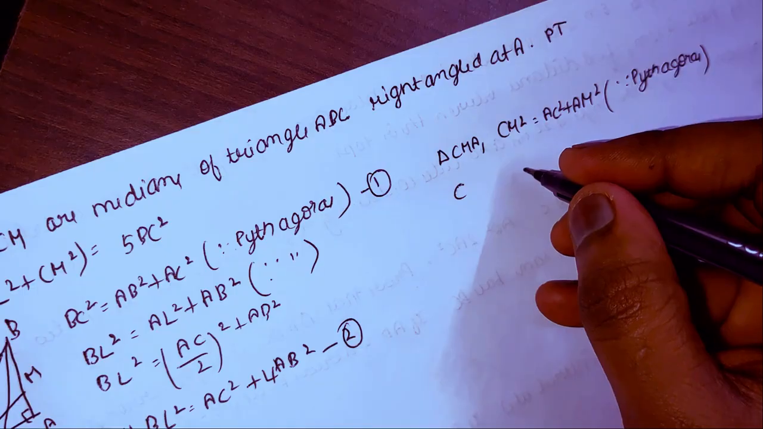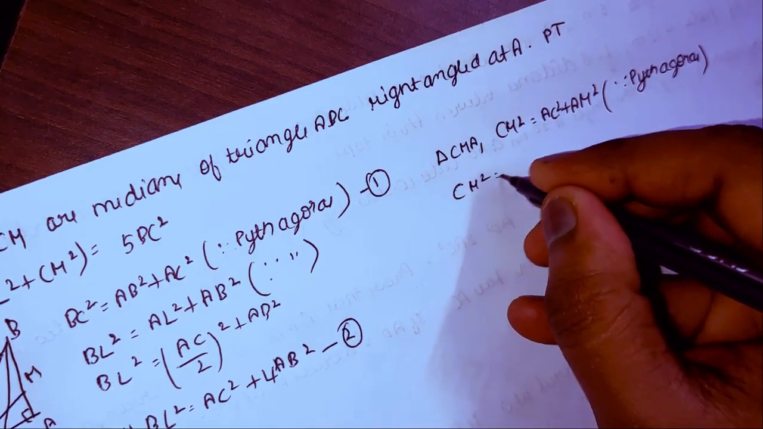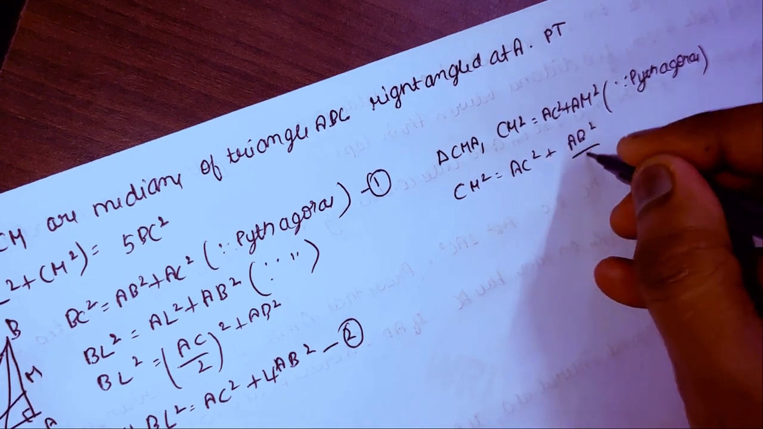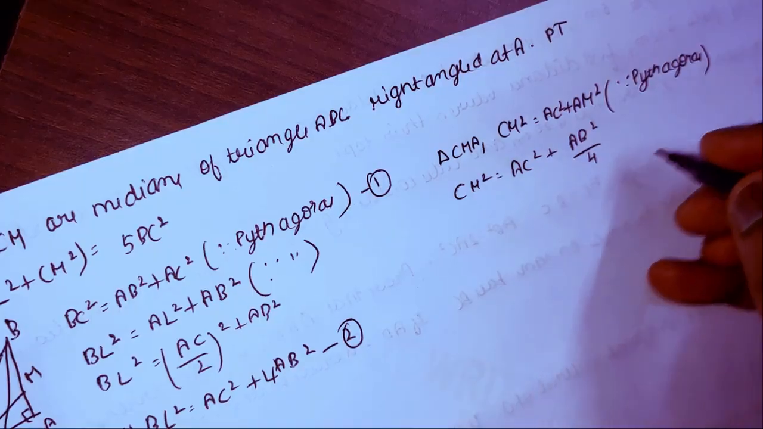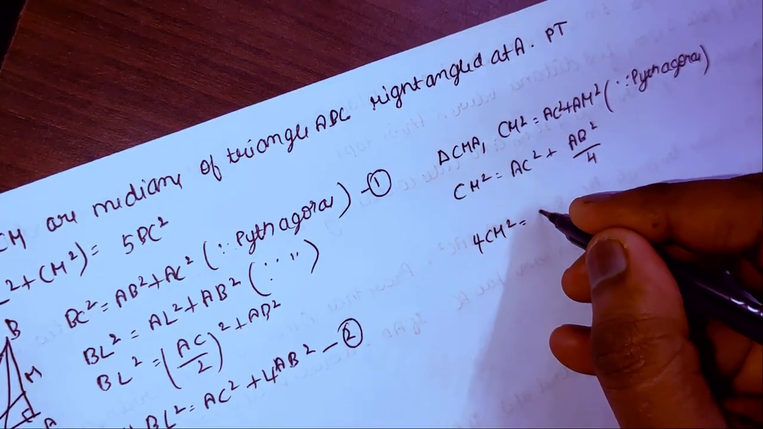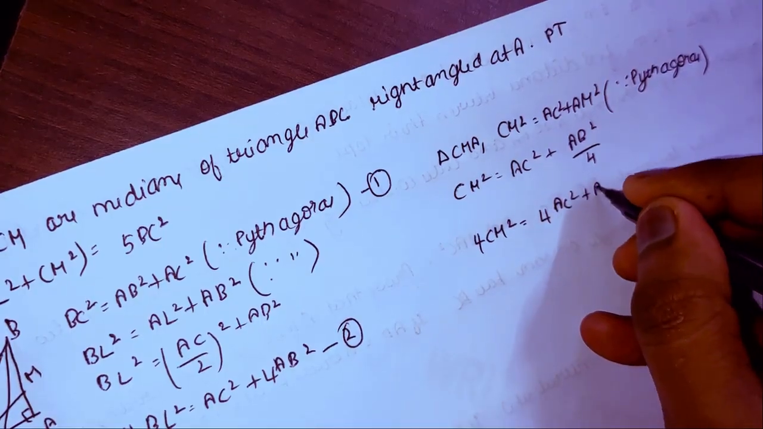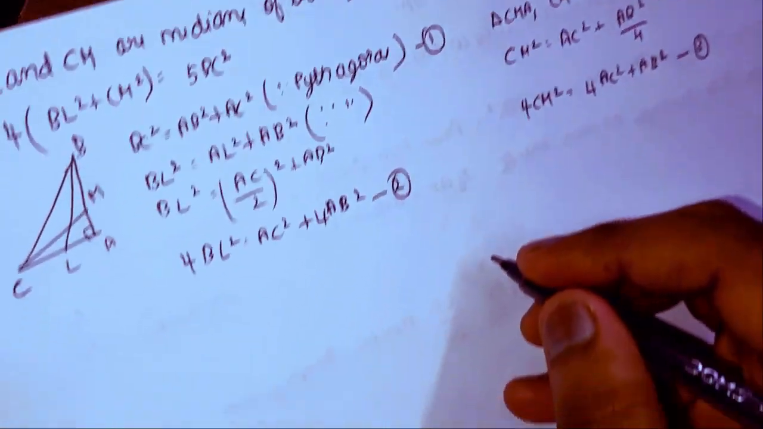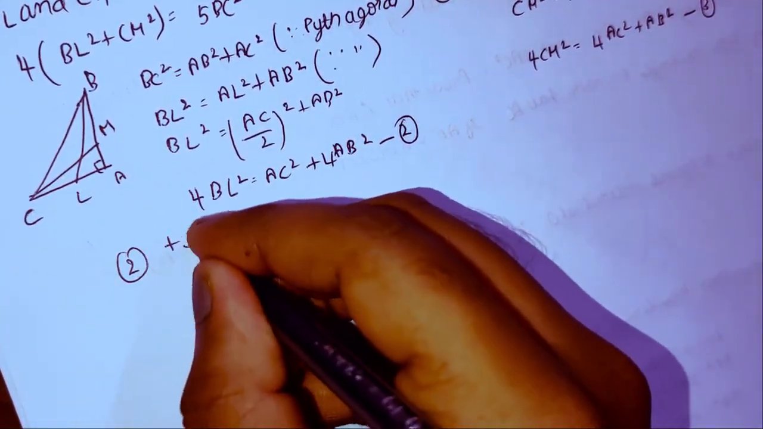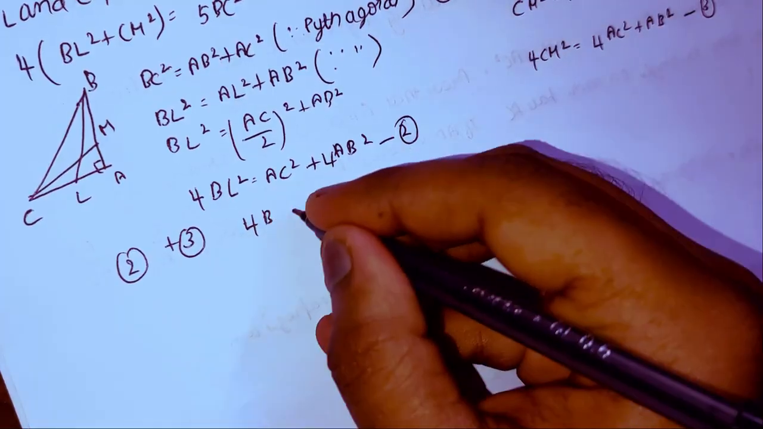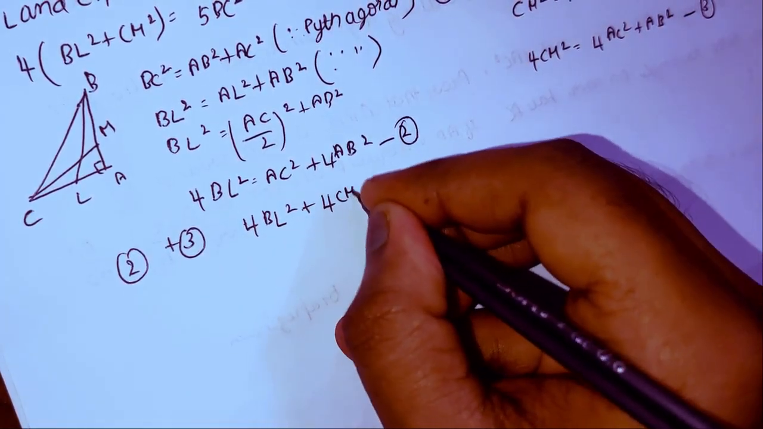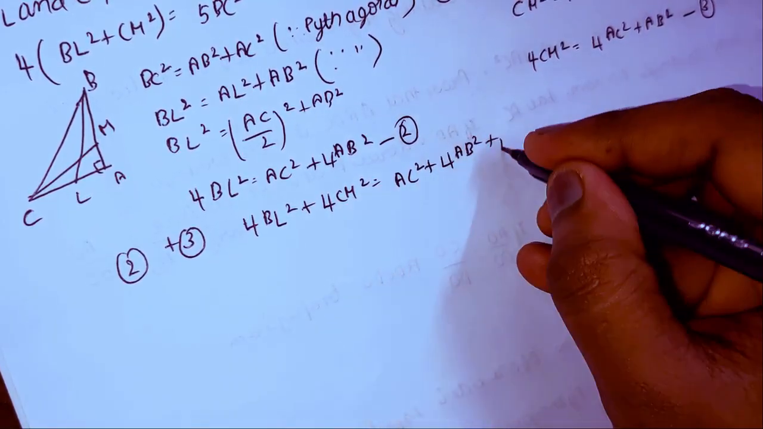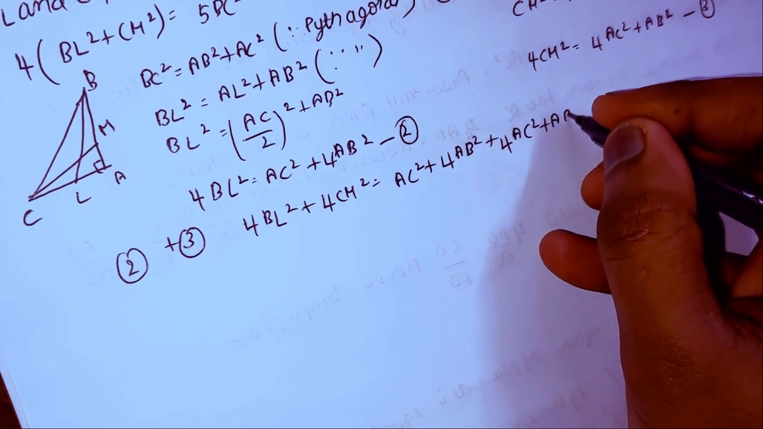Substitute instead of AM, substitute that as AB by 2. CM square is equal to AC square plus AB square by 4. We will get 4CM square is equal to 4AC square plus AB square. Consider this as the third equation. Now we will add equation 2 and 3. 4BL square plus 4CM square is equal to AC square plus 4AB square plus 4AC square plus AB square.